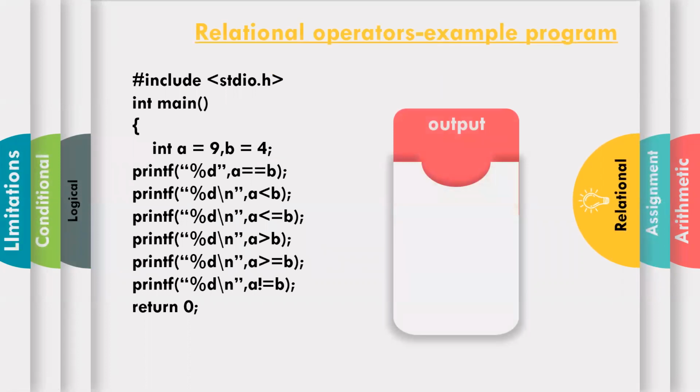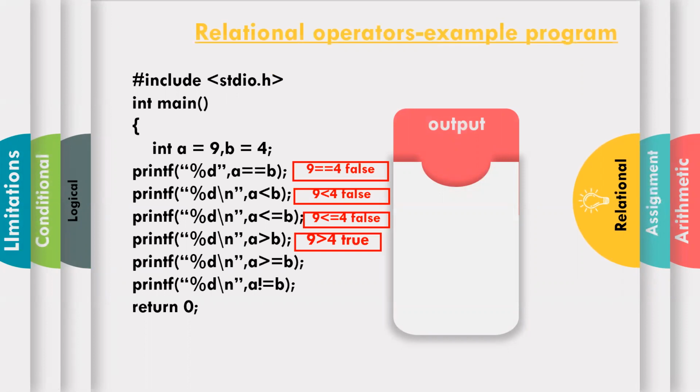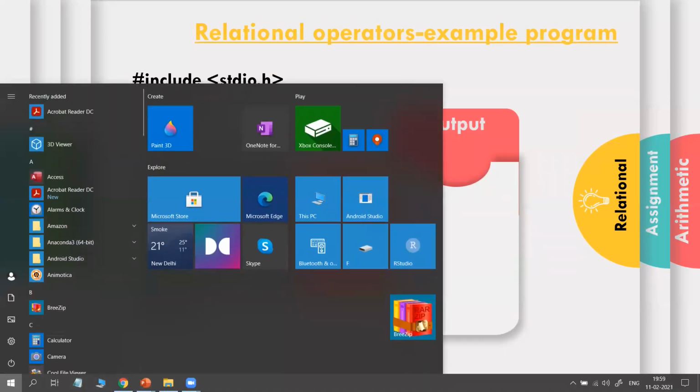For example, consider this. A is equal to 9, B is equal to 4. So what is the output? The first statement, 9 is equal to 4, is false. Similarly, 9 less than 4, false. 9 less than or equal to 4 is also false. 9 greater than 4 is true. 9 greater than or equal to 4 is also true. 9 not equal to 4 is also true. But it prints 0 or 1. The first 3 are false, so 3 zeros, and the remaining 3 are true, so 3 ones. So you get this output, 3 zeros and 3 ones. Okay, so I will show you the execution.